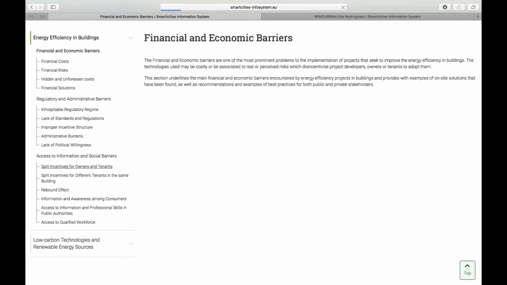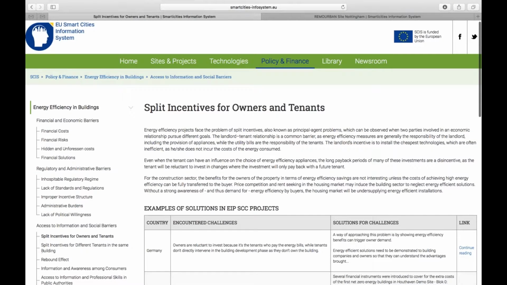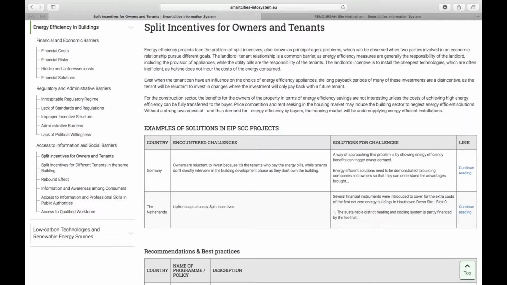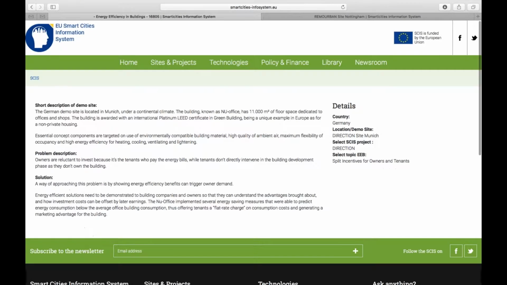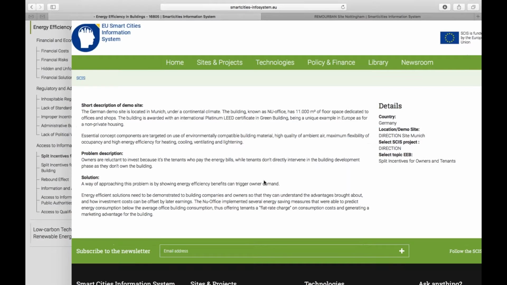Let me take, for example, split incentives, which we found in a few of the SCIS projects, so the EU smart cities projects. When we find that they have encountered a problem and they have solved it, we add them here. So you have the example, and then you can continue reading and see how it has been addressed. And we will keep this short. There will be more documentation, but it's separate. We want to be very, very short here, so you can see the issues. If you're more interested, you can go into the actual project with the link.